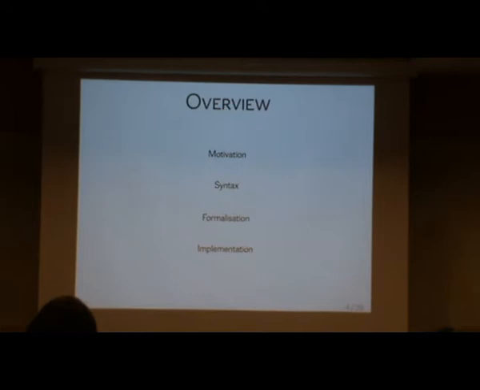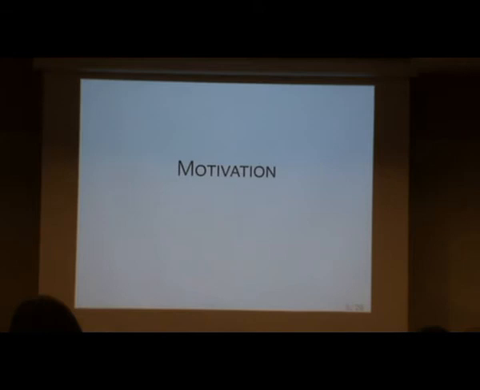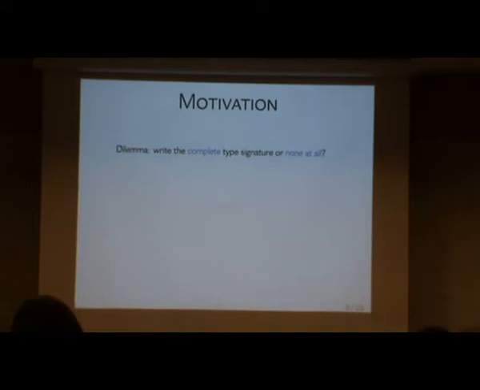Okay, the rest of this talk will motivate my proposal with some examples, then we'll work through the syntax, I'll give some insights into the formalization, and then discuss the implementation. Currently, we Haskell programmers face the following dilemma, or at least the users of GHC, not the UHC users: do we write a complete type signature, or none at all?